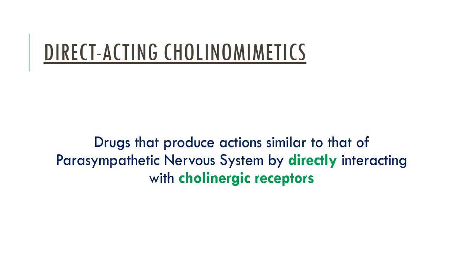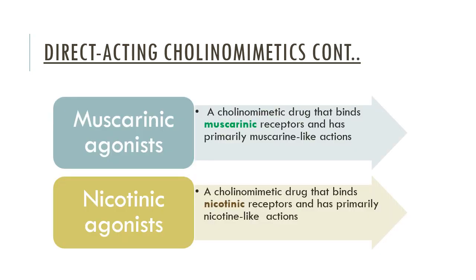Next, after the classification. Direct acting cholinomimetics produce effects similar to those of the parasympathetic nervous system by direct action on the cholinergic receptors, the muscarinic receptors and the nicotinic receptors. Muscarinic agonists, what are muscarinic agonists? It means a cholinomimetic drug; you might have heard about muscarine, obtained from mushroom. The muscarinic receptor has primarily muscarine-like effects. If that alkaloid is given, what effects will appear? They are similar to the muscarinic effects of cholinergic drugs.